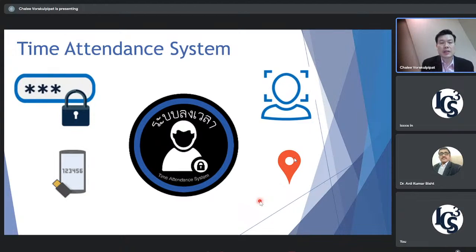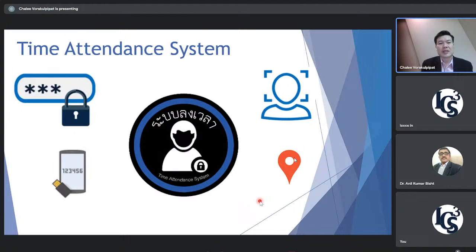To make it work is quite a challenge. It's challenging because we have to think about use cases, which use case is very appropriate. Okay, so that's why we come up with the concept of a time attendance system.